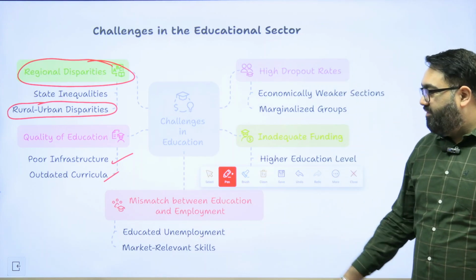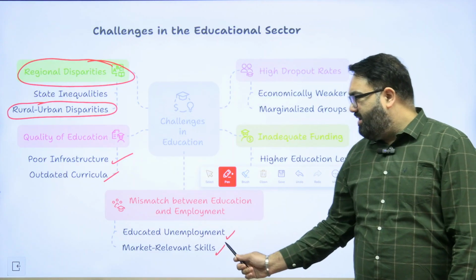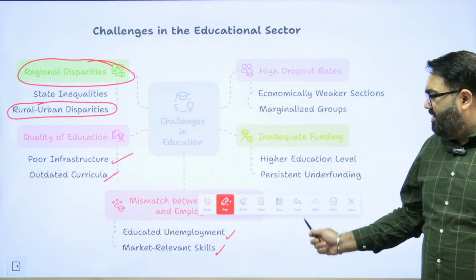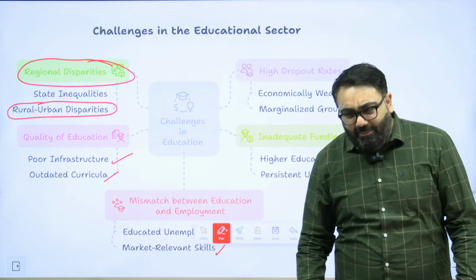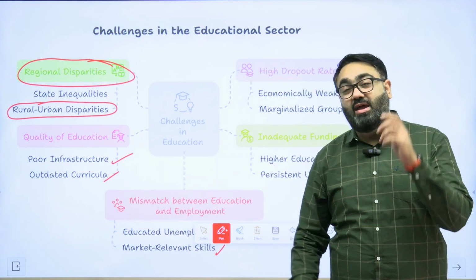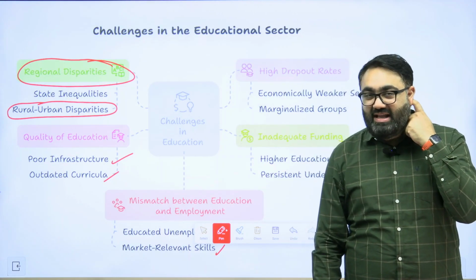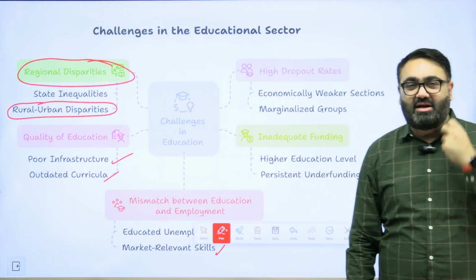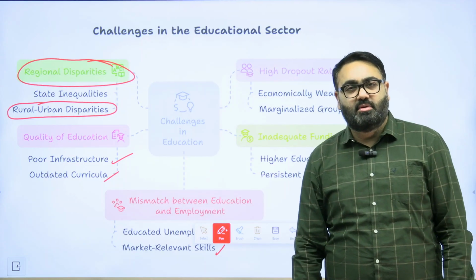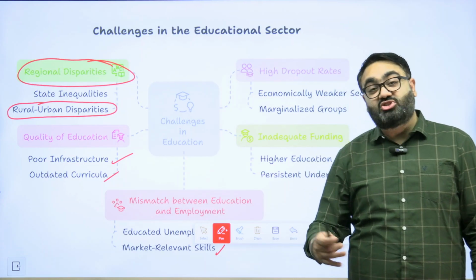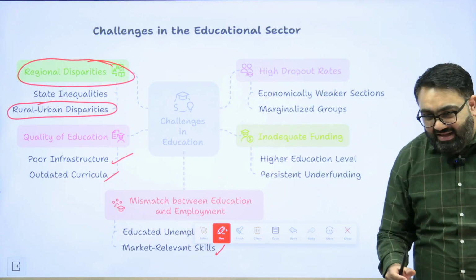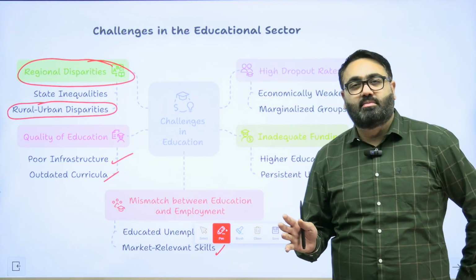There are issues of mismatch between education and employment. As we discussed, many companies keep saying that we are ready to hire more people, but the skills that we require are not the skills that are taught in the college. That is the problem of structural unemployment, where the skill is just not matching.